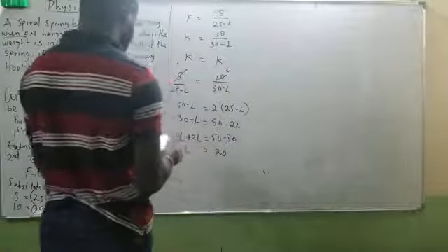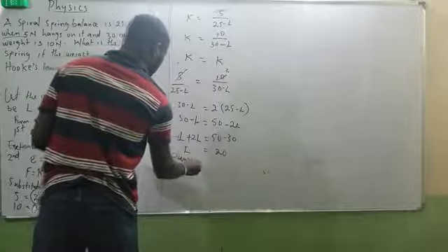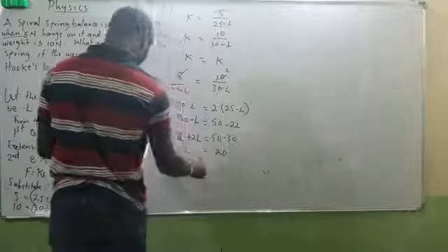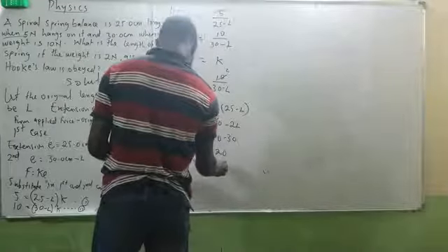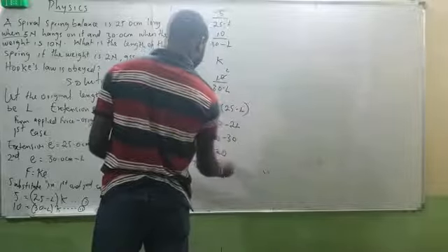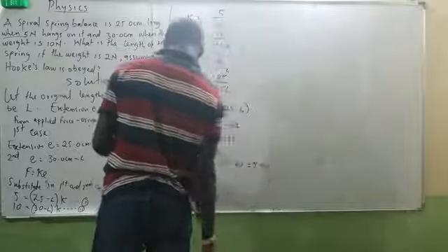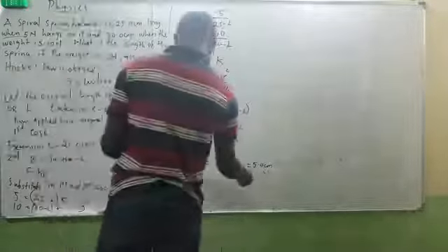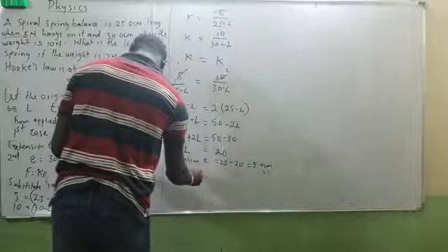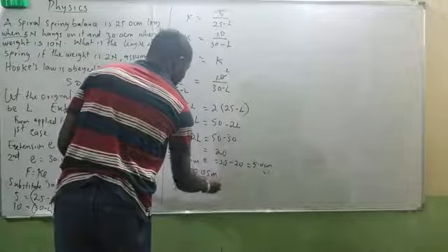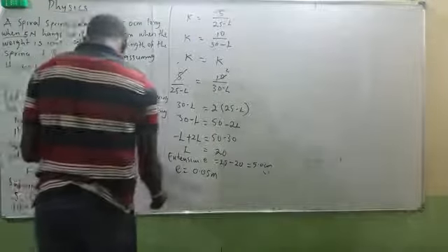Since my L equals 20, I can answer the extension. E of the first one, which is the first case, will be equal to 25 minus 20, which gives me 5.0 centimeter. I will convert this to 0.05 meter. We all know that.